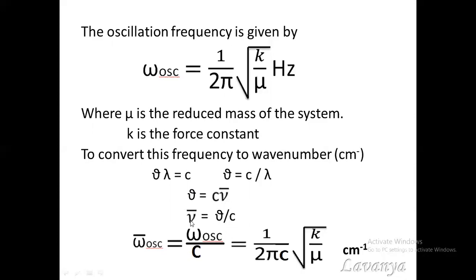Using this formula, we can convert this omega oscillation, which is represented in hertz, to omega bar oscillation in terms of centimeter inverse. What we need to do is divide the omega oscillation by C. So our equation becomes 1 by 2 pi C root k by mu in centimeter inverse.